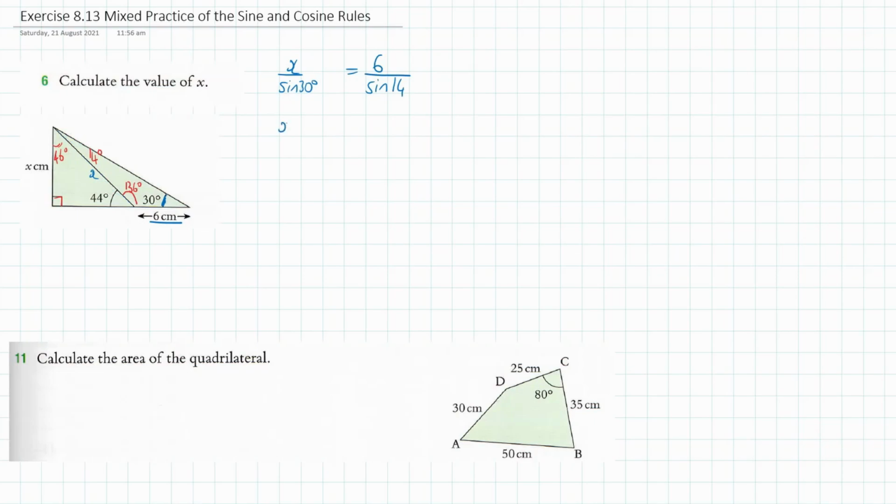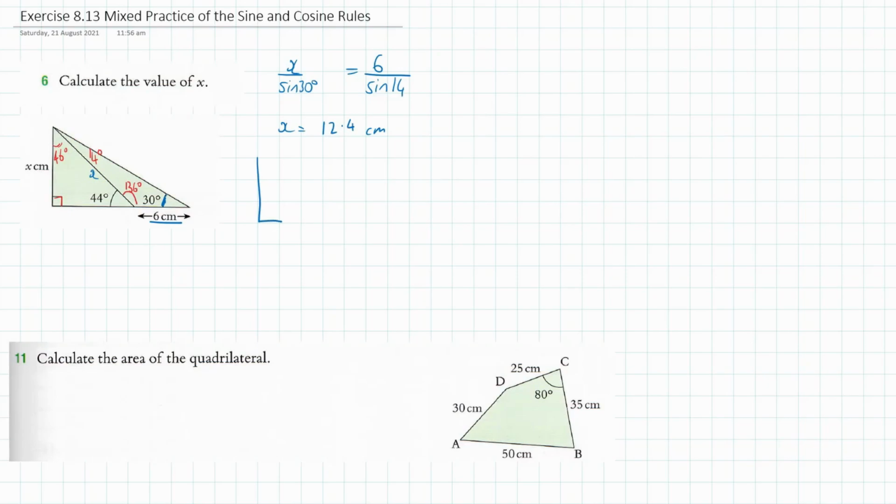Now if we rearrange that, we should get 6 times sine 30 divided by sine 14. What does this give us? I'm getting an answer of x is about 12.4 centimeters. Now I'd save my unrounded number on my calculator because I'm going to use that for the next part.